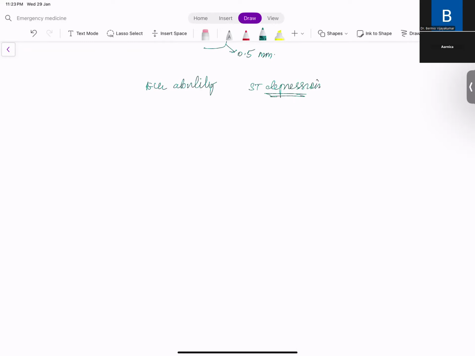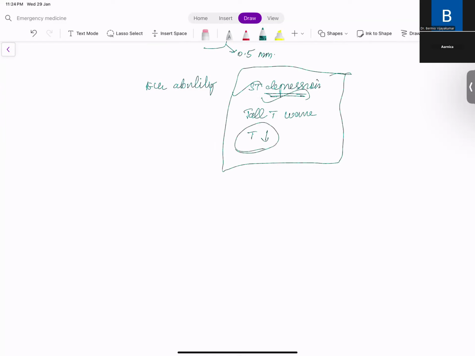So ST depression is when the ST segment is below the isoelectric line. If there is ST depression, a tall T wave, or T wave inversion, if there is any ECG change in the ST segment or the T wave other than ST elevation, then we can call it non-ST segment elevation.